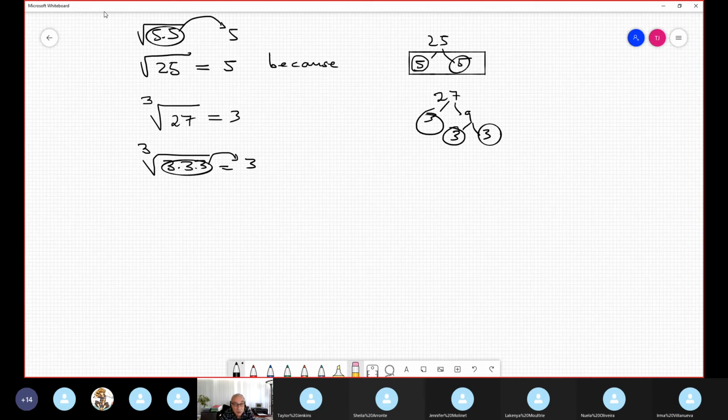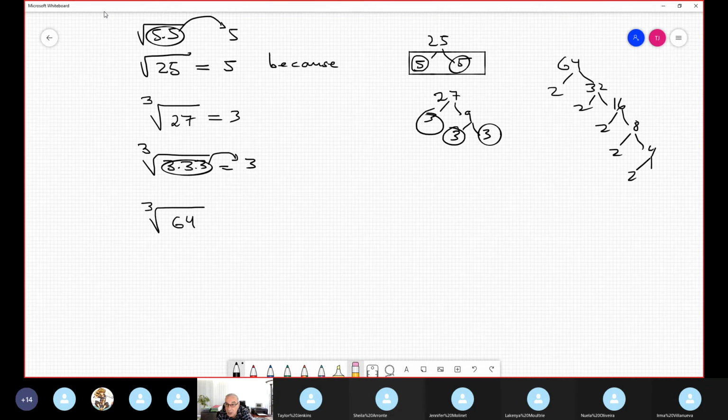Okay? Suppose the cubic root of 64. Let's continue with the higher root. You break it down. If you have no idea, you can put it in the calculator. However, by hand, it's 64. You divide it by 2, which is 32. Divided by 2, which is 16. Divided by 2, which is 8. Divided by 2 is 4. Divided by 2 is 2.